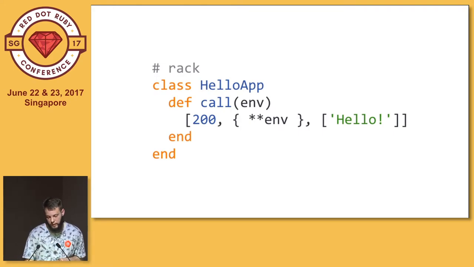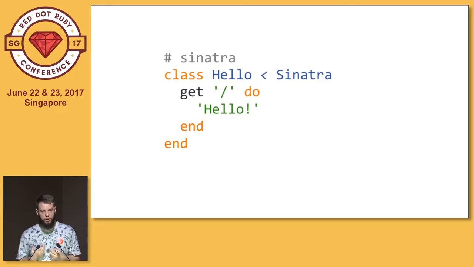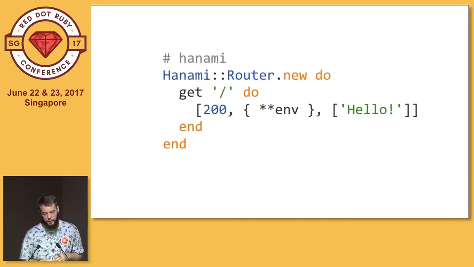And what we can see in Hanami, in this example I used Hanami router, it's a Rack application, and we can mount this Rack application into our router and it will work. Let's talk about Sinatra. In Sinatra we have one class with one class method which takes path and body, and that's all. In Hanami we can define a block for our router and map something to the router.